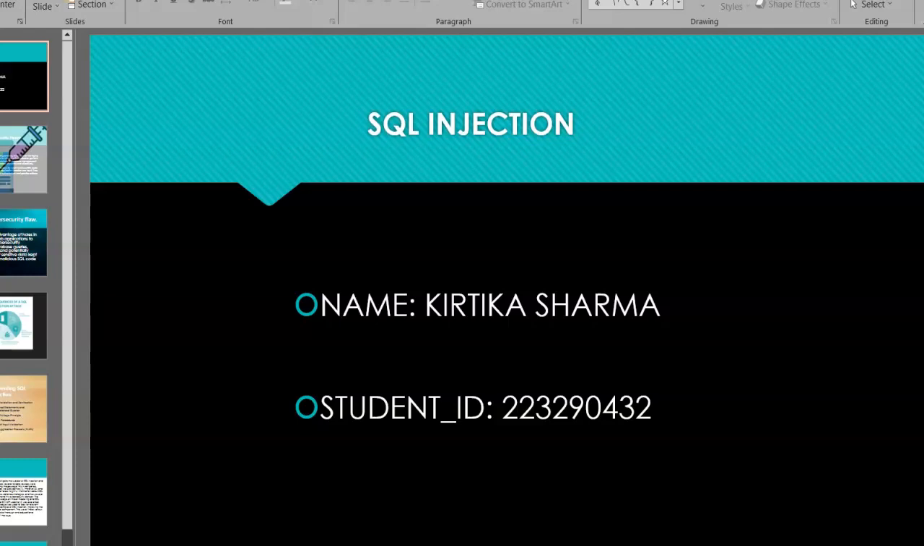Specifically, we will delve into how cyber criminals exploit vulnerabilities within web application input validation mechanisms to execute this attack, and we will discuss the profound consequences that may follow. So let's start with the introduction.